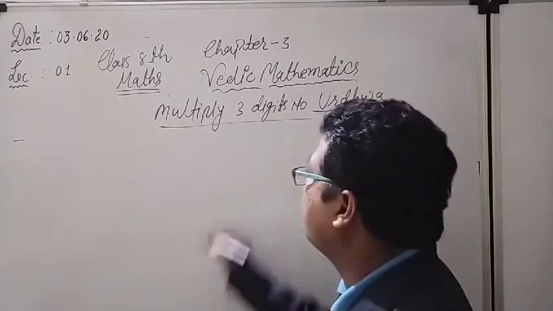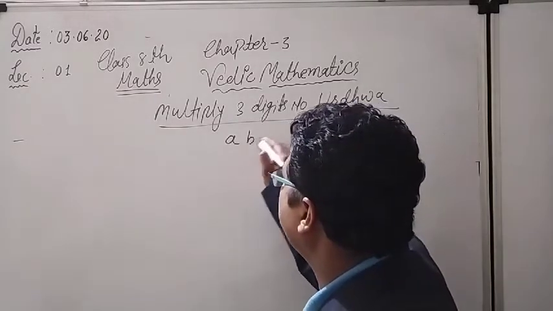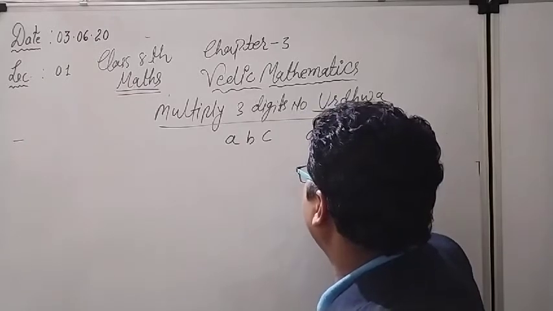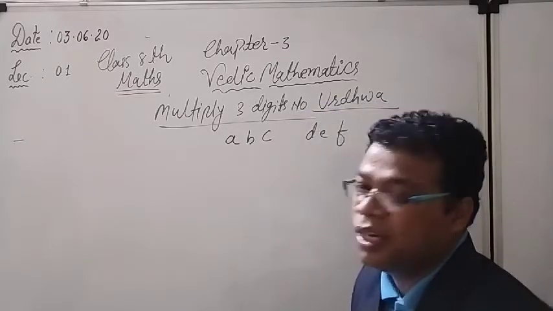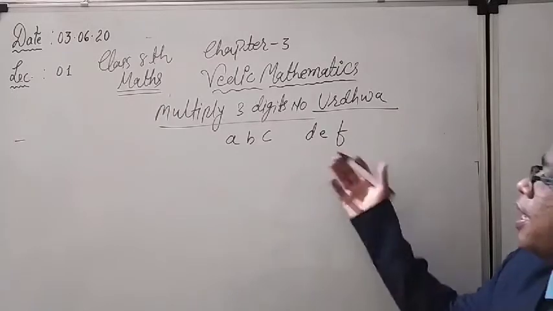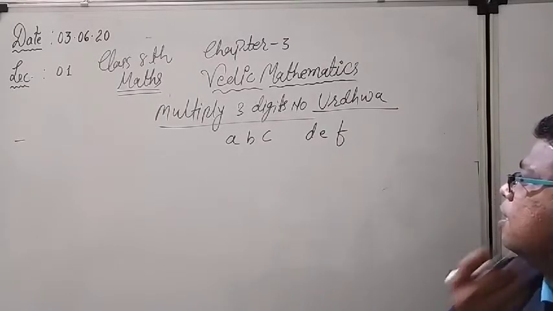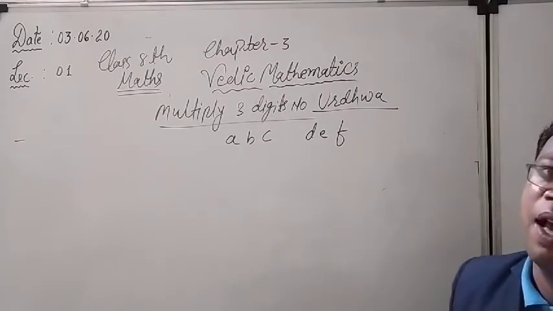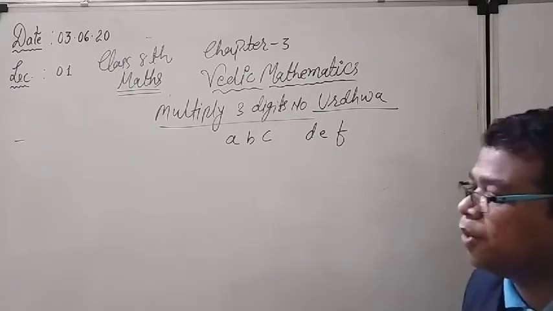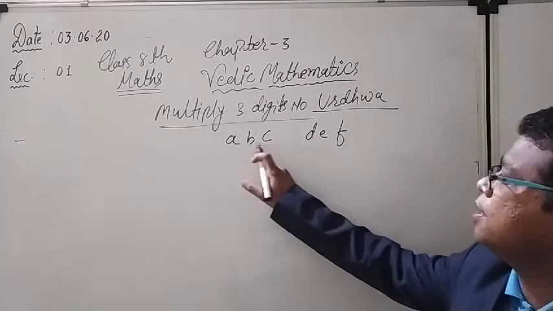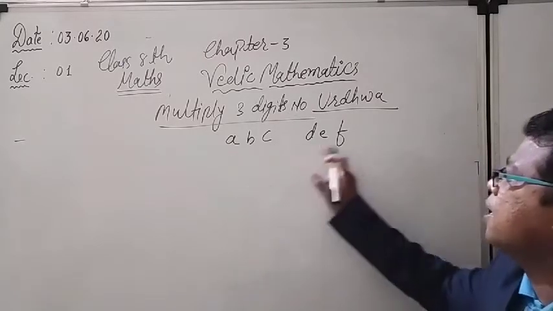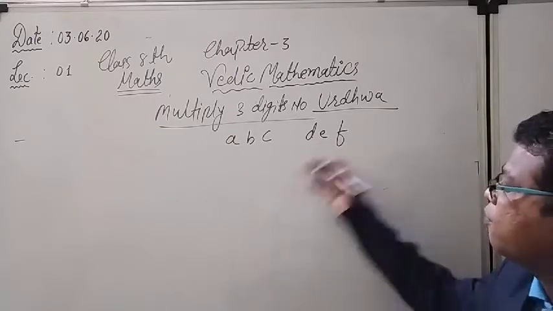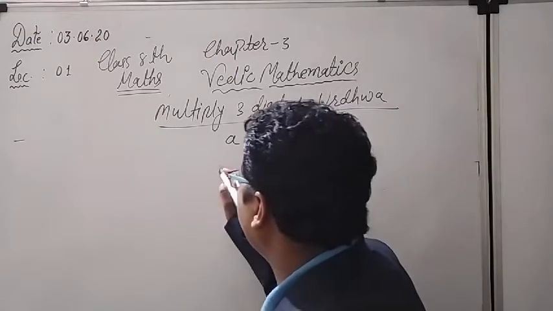Multiply 3 digits numbers. For example, my digits are A, B, C and here D, E, F. So I am taking the example in the form of A, B, C and D, E, F. If these are the arrangement of my numbers, this is the ones place, this is the tens place, this is the hundreds place. Same like that here also. I have to multiply both of them. So what do I have to do?